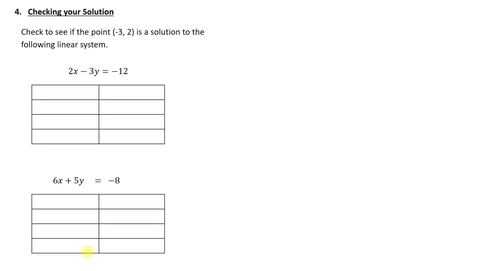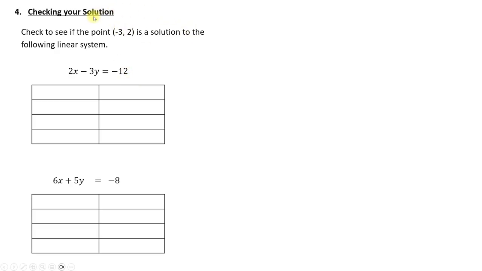Number 4, checking your solution. Check to see if the point negative 3, 2 is a solution to the following linear system. So we have two equations here, 2x minus 3y equals negative 12, and 6x plus 5y equals negative 8. So the question asks, do these two lines intersect at the point negative 3, 2? Well, by plugging these values into these equations and checking to see if the left side equals the right side, we can determine if it's a solution or not.